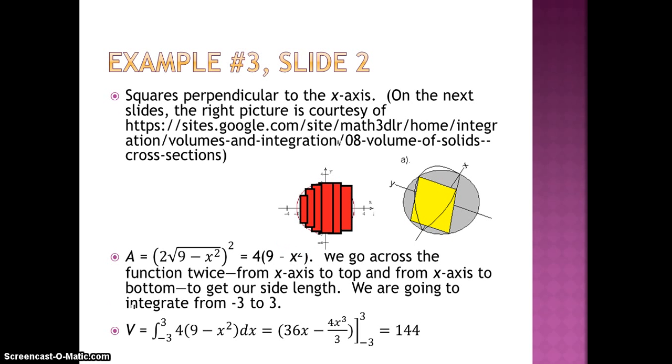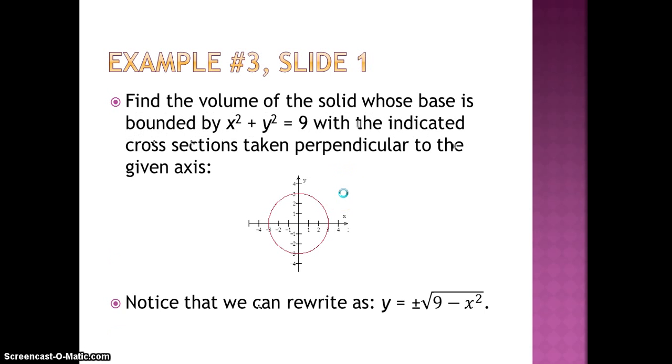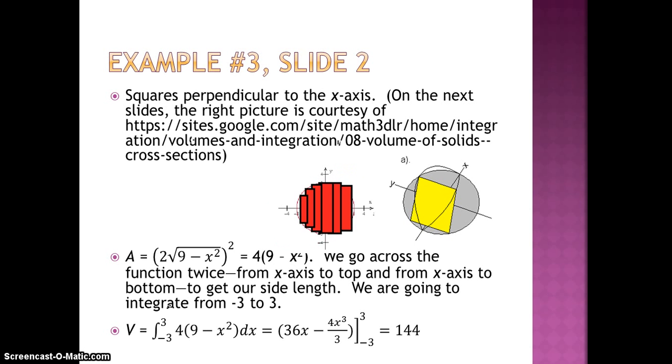So first example, we want squares perpendicular to the x-axis. So the right picture shows us the squares coming out of the x-axis, and I've tried to draw example cross-sections off here into the left picture. So the area of an example cross-section will go from the top half of the circle, the positive square root of 9 minus x squared, to the bottom half of the circle, which is the negative square root of 9 minus x squared. When we subtract those two functions, we get 2 times square root of 9 minus x squared, squared.